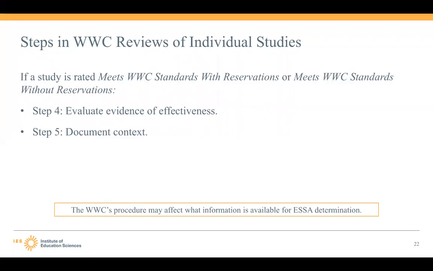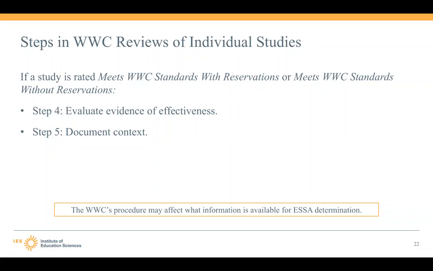Once a study is reviewed, it will receive one of 3 ratings: meets WWC standards with reservations, meets WWC standards without reservations, or does not meet WWC standards. Only studies rated meets WWC standards with or without reservations will be evaluated for evidence of effectiveness. This is step 4 on your screen. What I mean when I say evidence of effectiveness is whether an intervention or program that the study examined actually produced an impact.